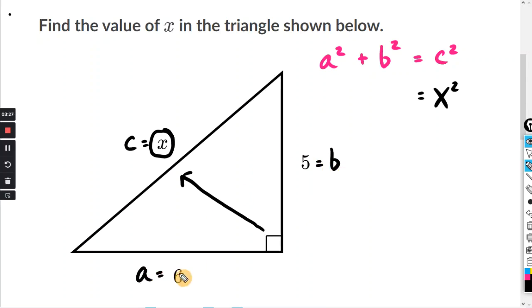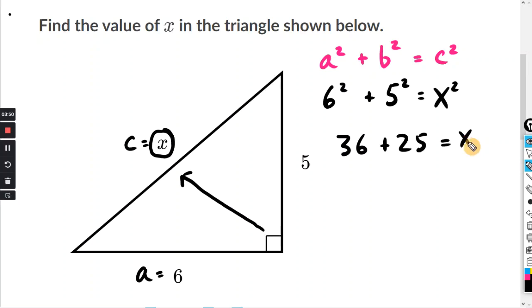So A squared is going to be 6 squared. And B squared is going to be 5 squared. All right, let me make some room here. 6 squared is 36. 5 squared is 25. And that equals X squared. 36 plus 25, that's going to be 61. And that equals X squared.